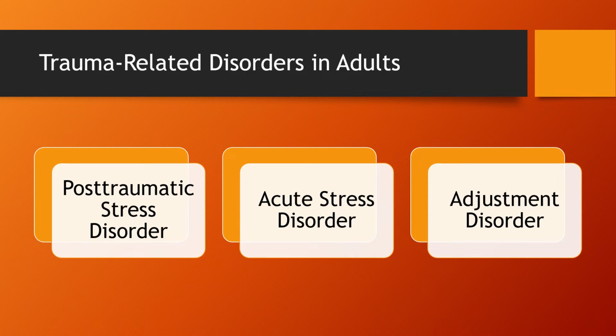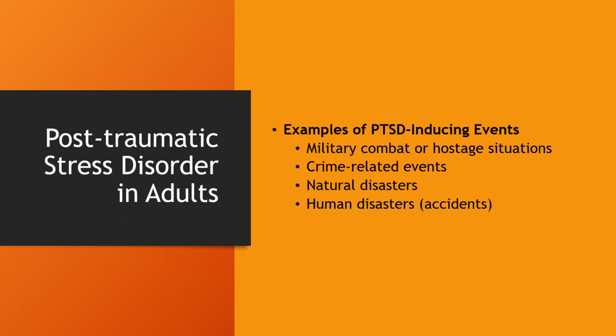So let's move into trauma-related disorders for our adult population, and that's going to include post-traumatic stress, acute stress, and adjustment disorders. So we'll start with post-traumatic stress disorder in adults. Examples of PTSD-inducing events may include military. A lot of times that's where we hear about it. We can also talk about crime-related, natural disasters, or even human disasters, such as car accidents, things like that.